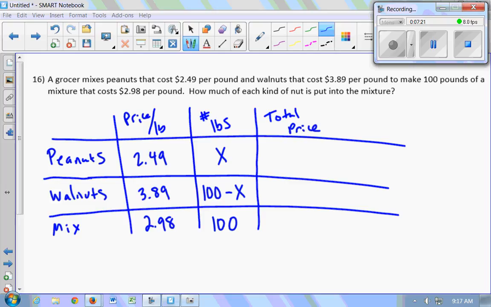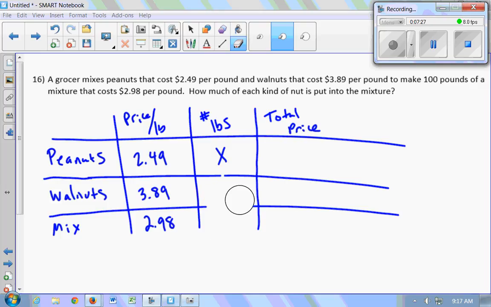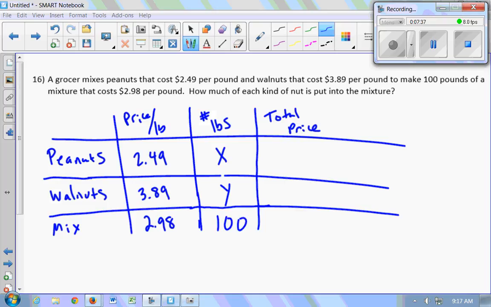You called it Y though? Okay, so does anybody care which way we do it? It should come out the same. So I'll call it Y. So if we call this Y, this is 100. And then my total price is the price per pound times the number of pounds. So this is going to be 249X, 389Y, and 298 times 100 is 298.